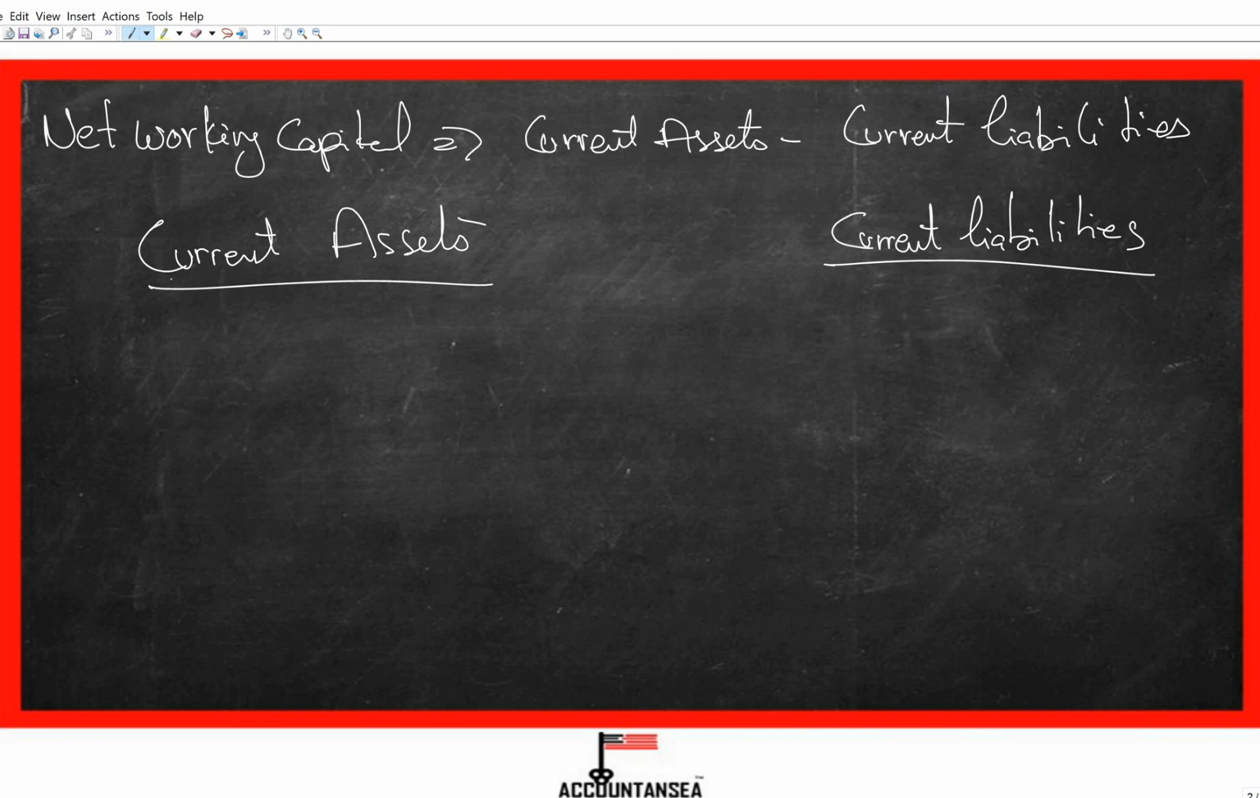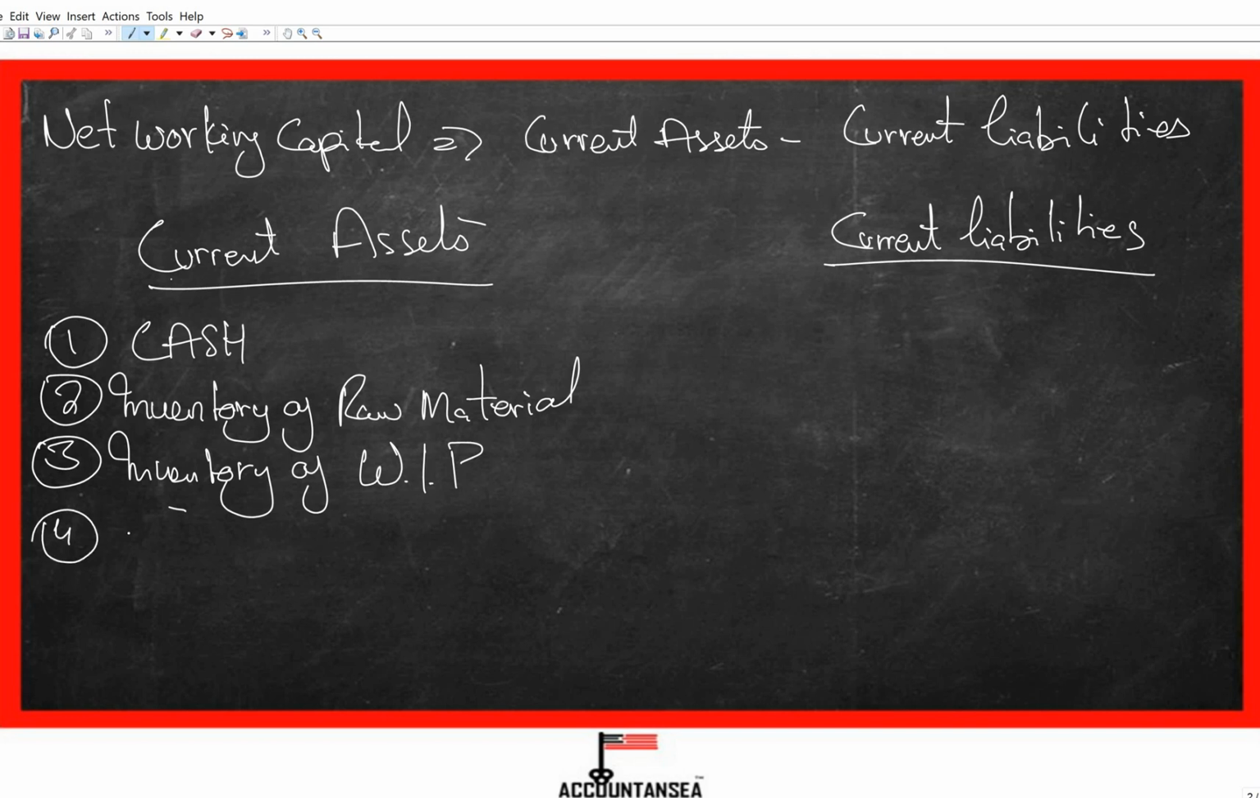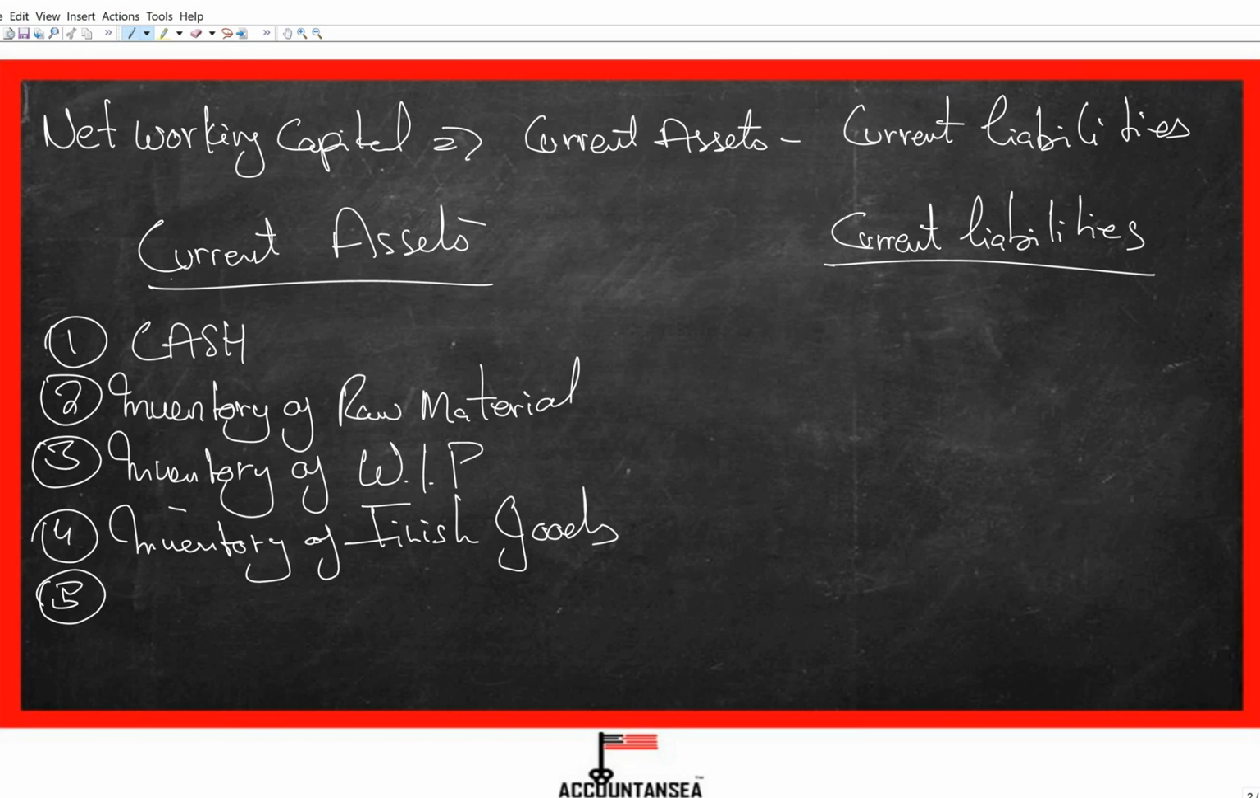So, the current assets are cash, inventory of raw materials, inventory of work in progress. WIP means work in progress. Then inventory of finished goods, receivables, that is account amount receivable from the customers, and marketable securities.